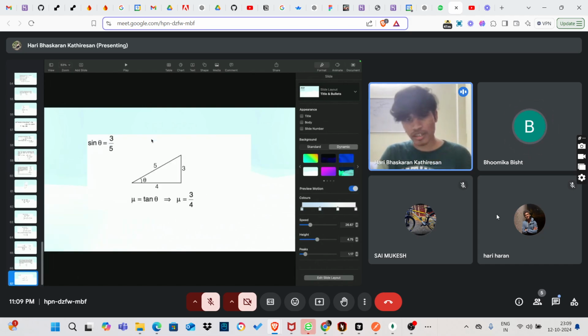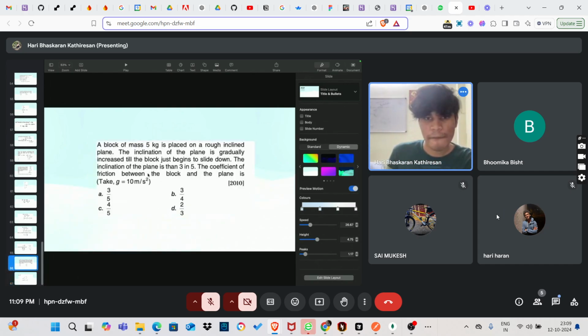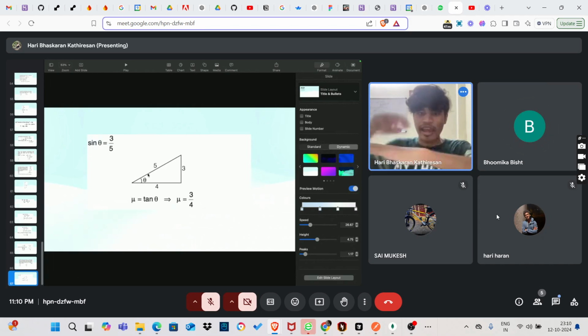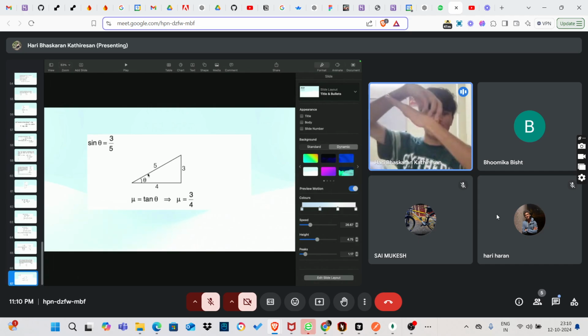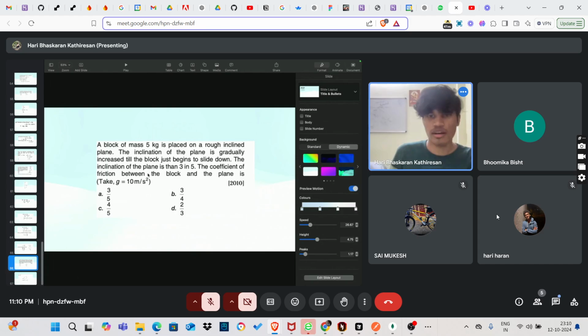So what is happening is there's a block and the inclination is slowly increasing. At one particular angle, the block starts to slide, and they're asking for the coefficient of friction. This is a very straightforward question if you know the concept of angle of friction. Do you know what angle of friction is?